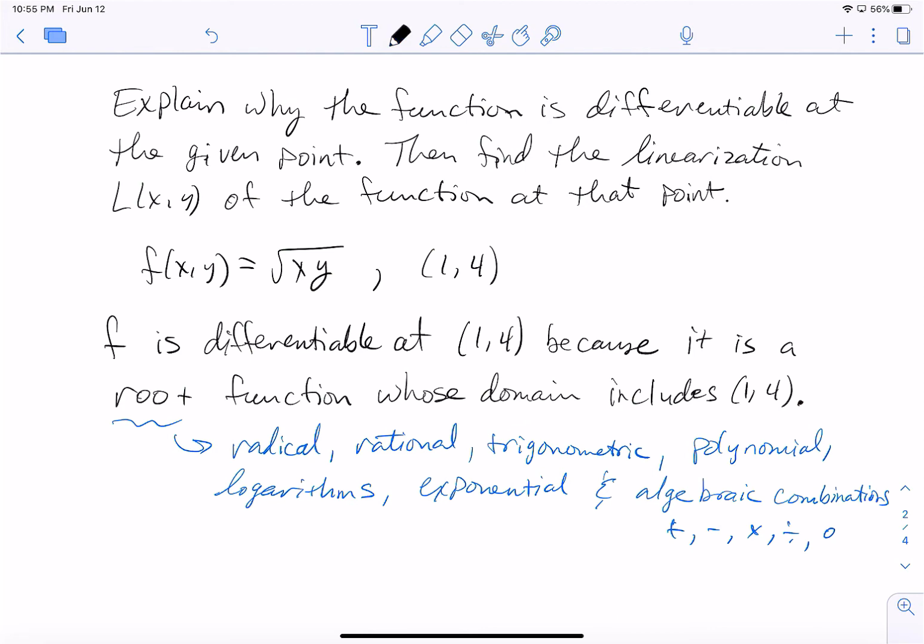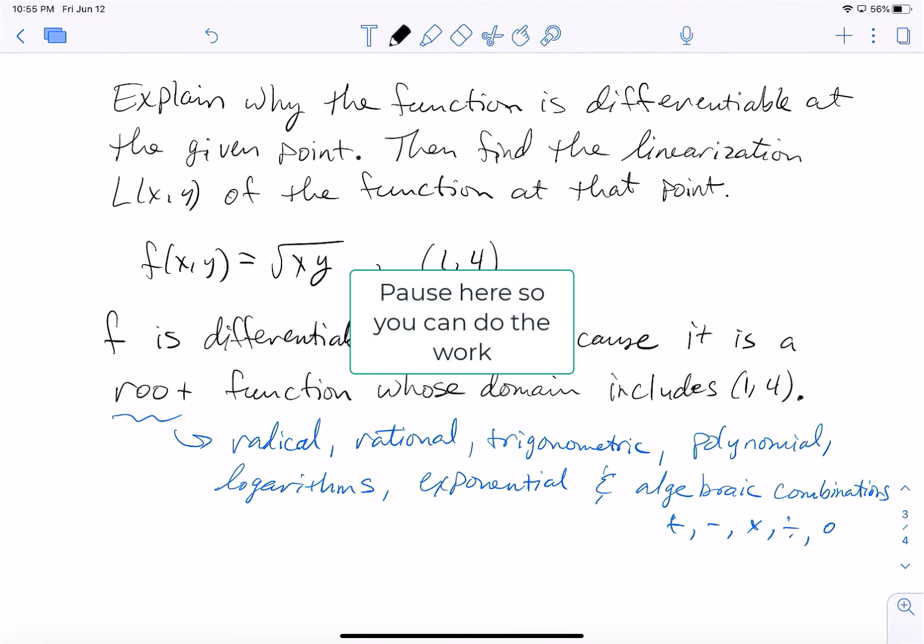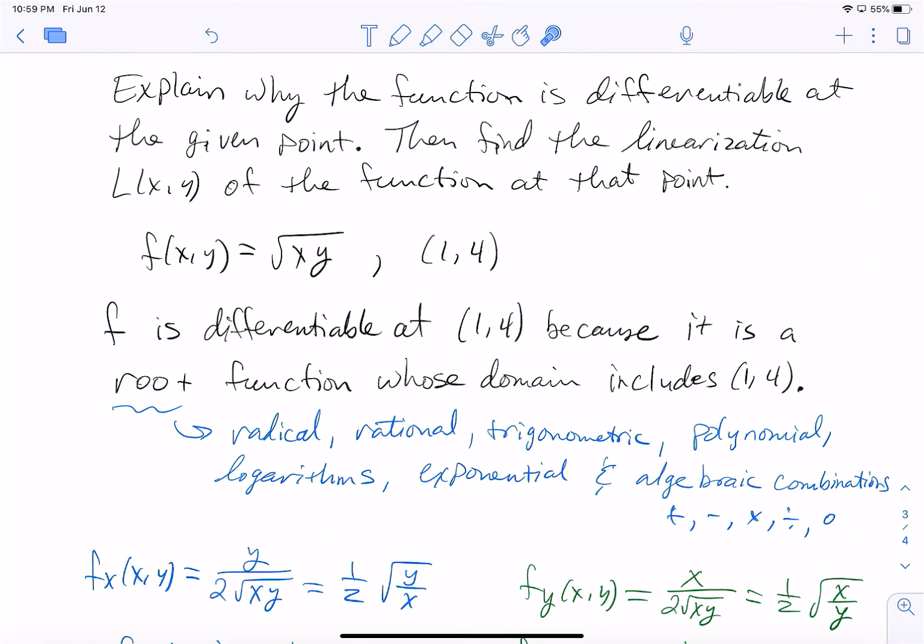Well, at this point, you've seen the formula. You know what we're doing. I'd like for you to pause the video and find L(x, y) for this function at (1, 4). Well, I started with some partial derivatives. f_x(x, y) is equal to y over 2 times the square root of xy, which simplifies. We're going to substitute, so it doesn't really matter, but the math voice in my head said, let's go ahead and simplify it. So 1/2 times the square root of y over x.